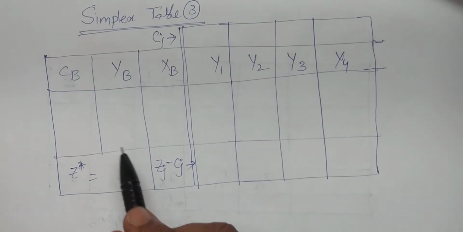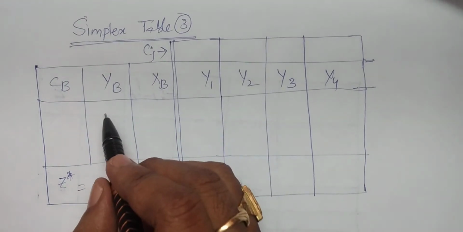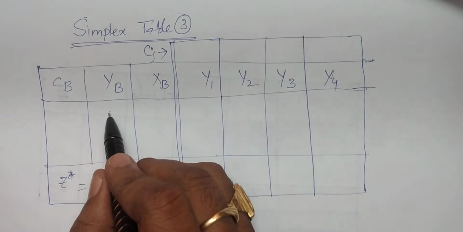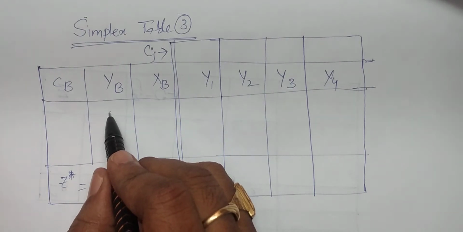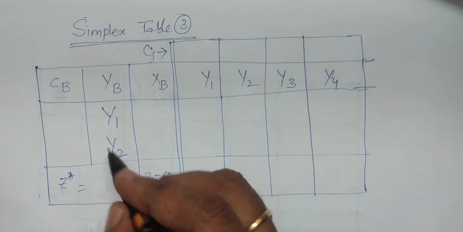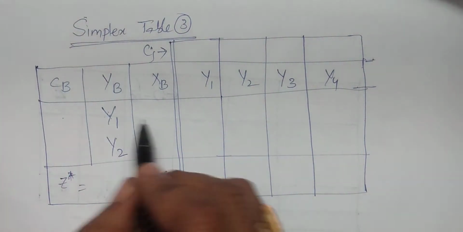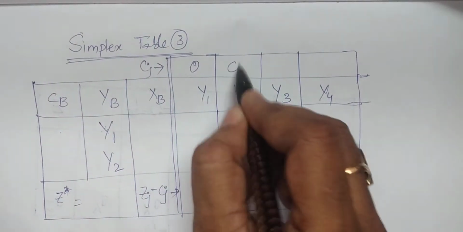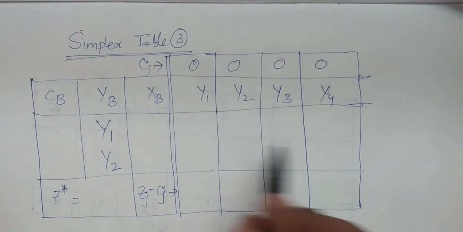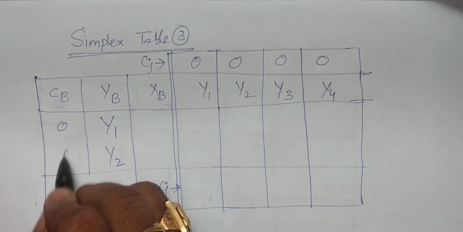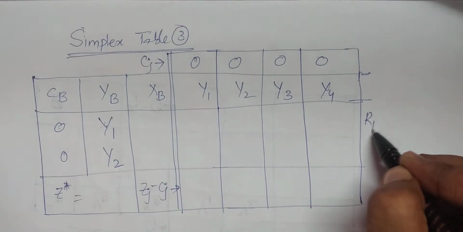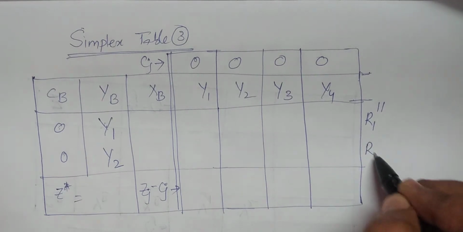Now you see here, what changes are required, you have to write first. y5 is leaving and y1 enters. Therefore I am writing y1, y2 as it is. And what is the corresponding cost? I write the cost here: 0, 0, 0, 0. All four variables have cost 0. So y1 cost 0, the y2 cost is also 0. And the remaining we have to calculate with row operations R1 double dash, R2 double dash.